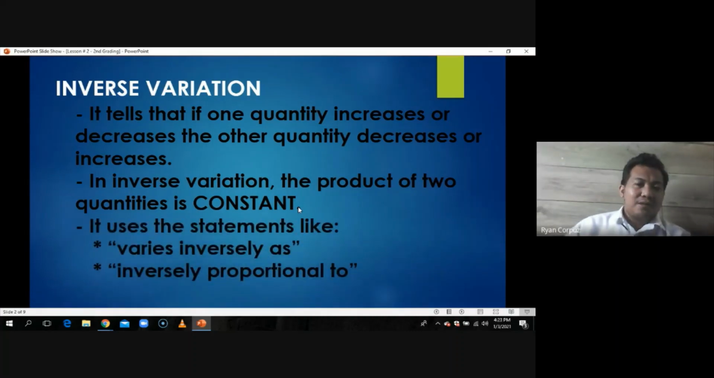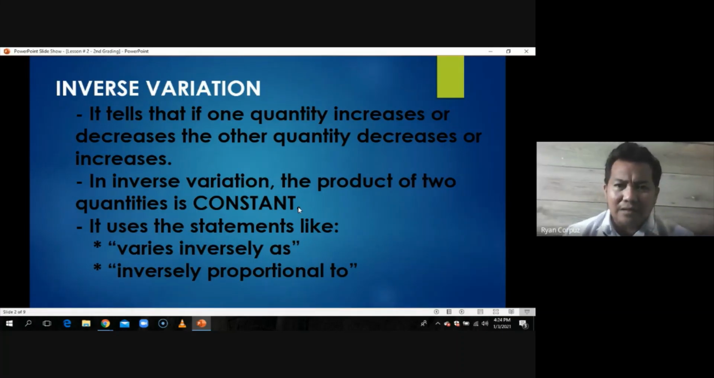So, also, for you to know that you are dealing with inverse variation, mayroon tayong words there that we have to look at para malaman natin that we are dealing with inverse variation. Just like the statements like varies inversely as or inversely proportional to. So the word inverse is there. So it would be better if those words are there for us to identify right away what kind of variation we are pertaining to or we are solving. So dapat makikita natin yung words or statements like varies inversely as or inversely proportional to.